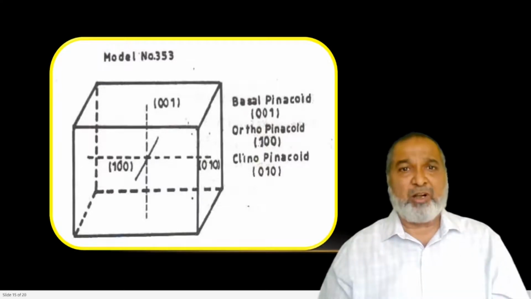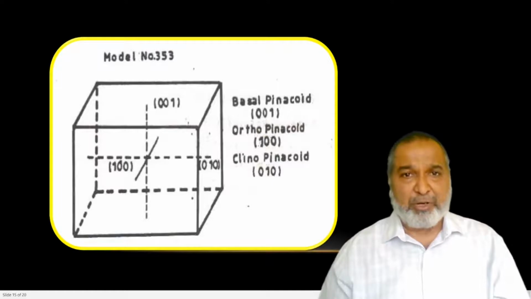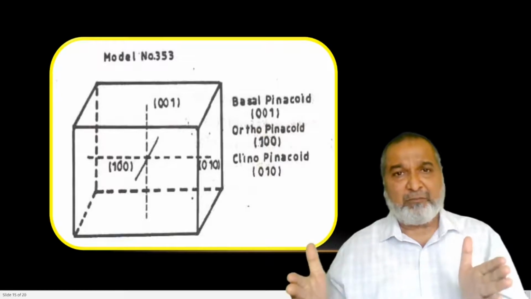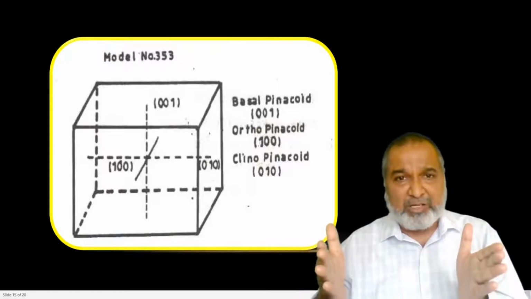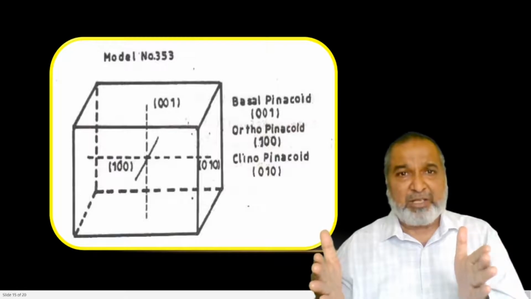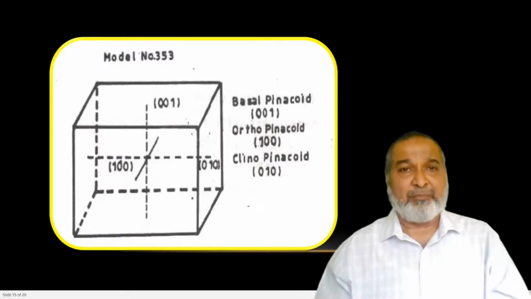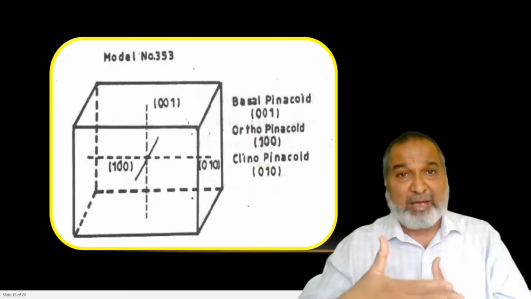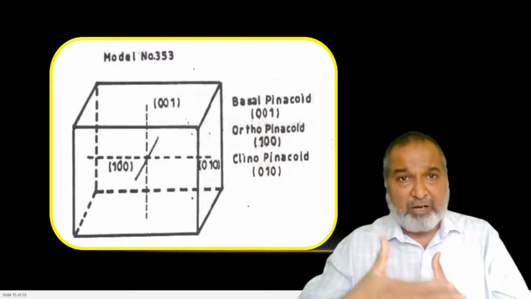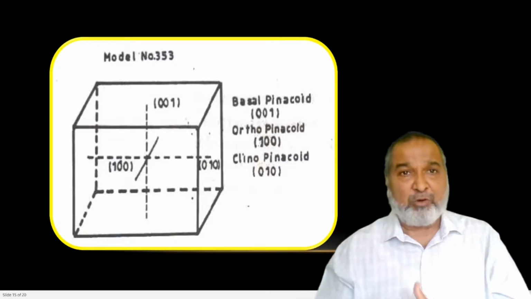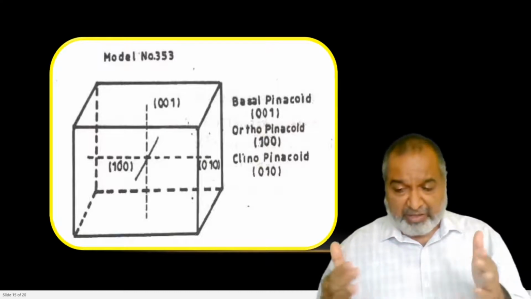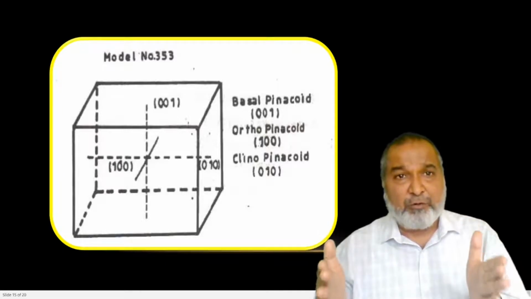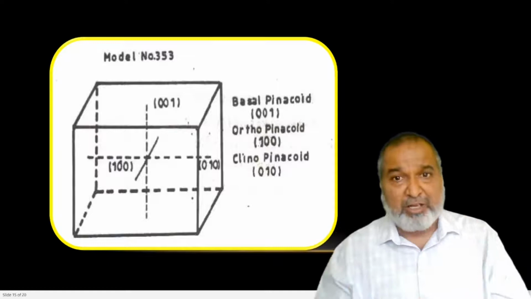And once you hold this model, we will find that there are three pairs of pinacoids. The front pinacoid, that is two faces, front and back. Then another pair on the side, left and right faces, and the third pair on the top and bottom. The front A pinacoid is also called parallel to the ortho axis. So it is the A or front pinacoid, or the ortho pinacoid. That will be 100. If the side faces, it is a B pinacoid, side pinacoid, or clino pinacoid, because it remains parallel to the clino axis.